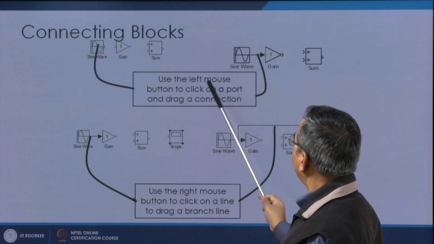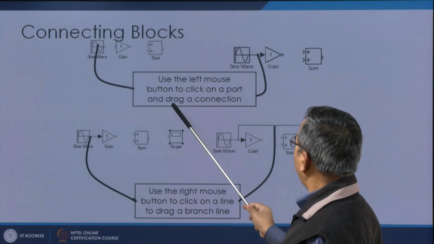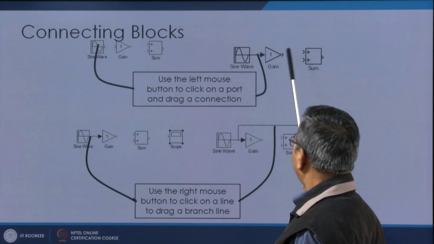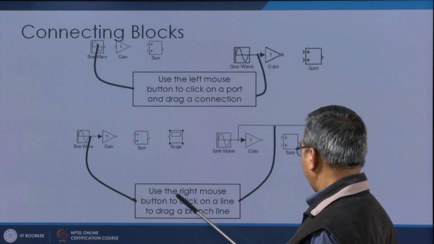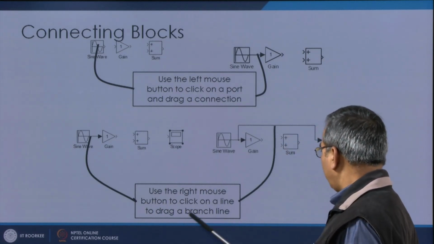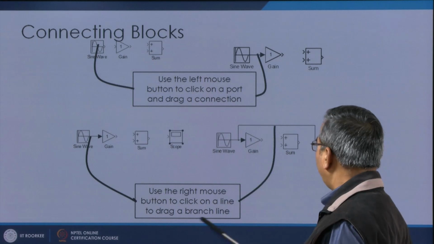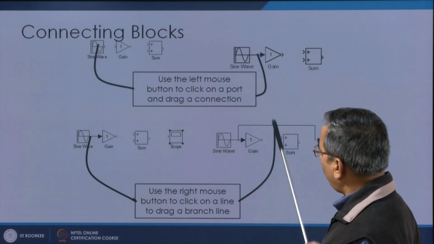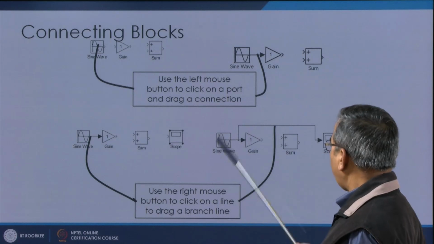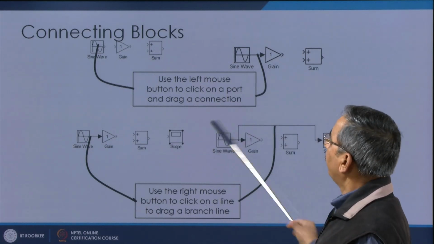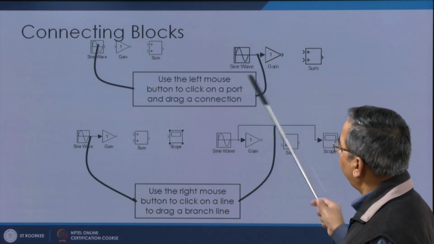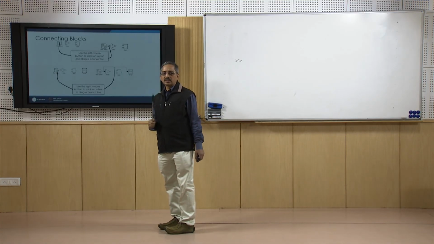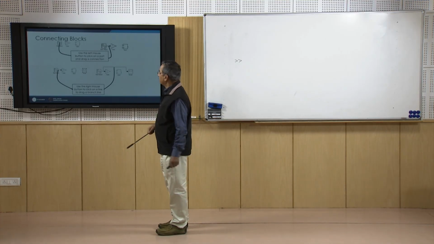we can do the connections between these different blocks, okay. So, we can use the left mouse button to click on a port and drag for a connection, alright. And we can use the right mouse button to click on a line and drag for any branching, if your model contains some branching, so that you can do. That way we can connect the different blocks and create the model consisting of the source, sink as well as the systems.